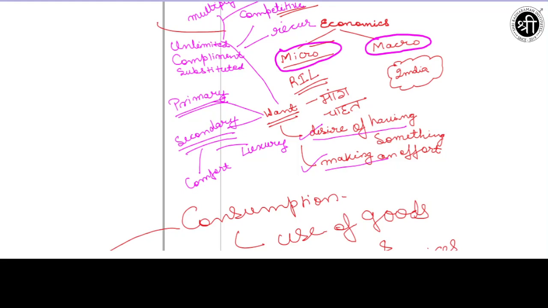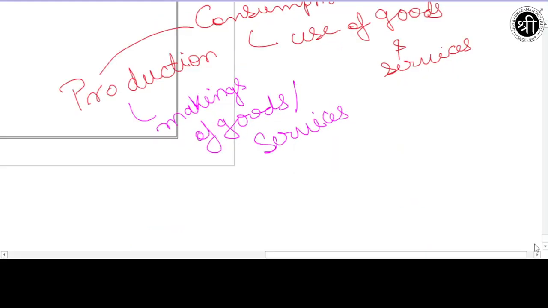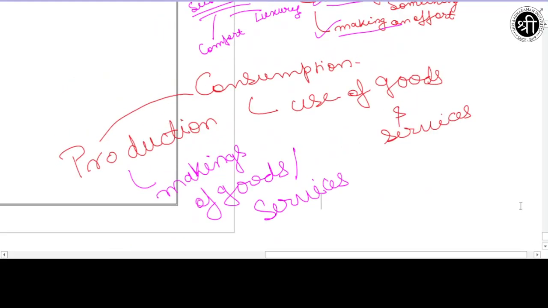After that we had talked about consumption. We talked that consumption is the using of goods and services manufactured in an economy. If the goods and services are being used in real life, then that is known as consumption. And after that we talked about the opposite of consumption, which is known as production, that is, to make those goods and services.